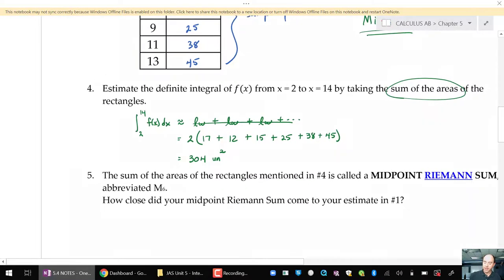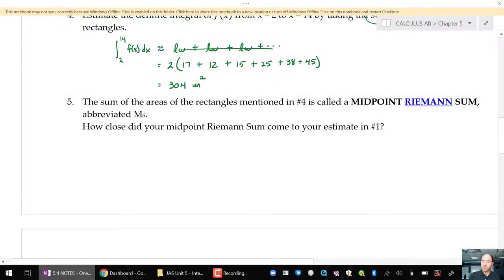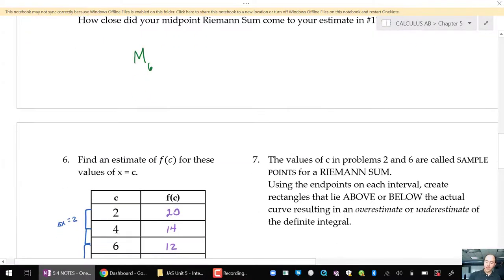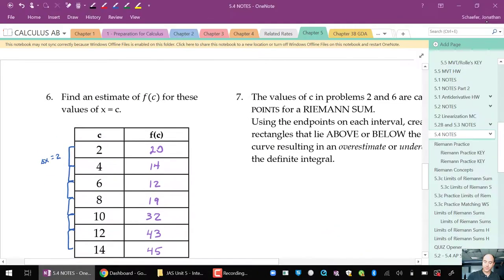Now, as we said, the sum of those areas was a midpoint Riemann sum. And we abbreviate that with this little M6 notation. So capital M for a midpoint, and then that subscript little number 6 just tells me how many intervals there are, how many rectangles I'm using to compute that sum. Now that's just one kind of Riemann sum. There are others, and I'd like to show you them next.